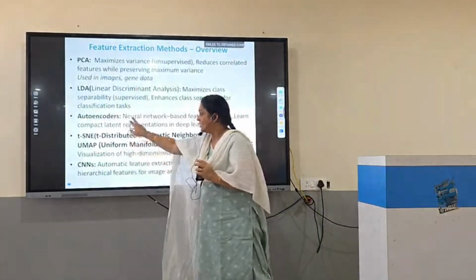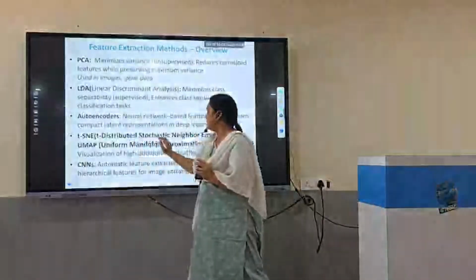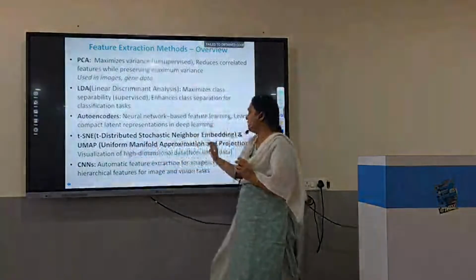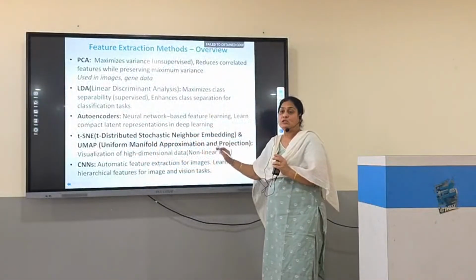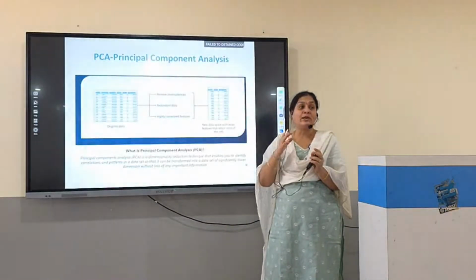There is t-SNE and UMAP. t-SNE means t-distributed stochastic neighbor embedding. And UMAP is uniform manifold approximation and projection. These two methods are used for non-linear data.